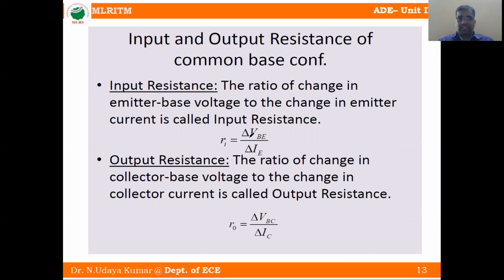See, this is the input side. Input resistance means the change in input junction voltage VBE by the change in input current or emitter current. Similarly, on the output side, the change in base collector voltage by the change in collector current. This is called output resistance. This is called input resistance.